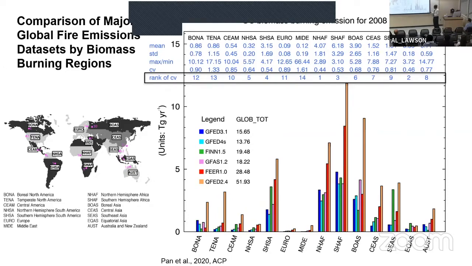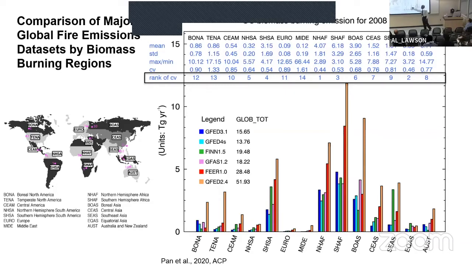Now, there are many different fire emissions products that exist. These are some of them here. Many people who do modeling that include fire emissions use some of these: GFED, two versions, FIN, GFAST, which I mentioned before, FIR, which we developed, and QFED, which was also developed at NASA.